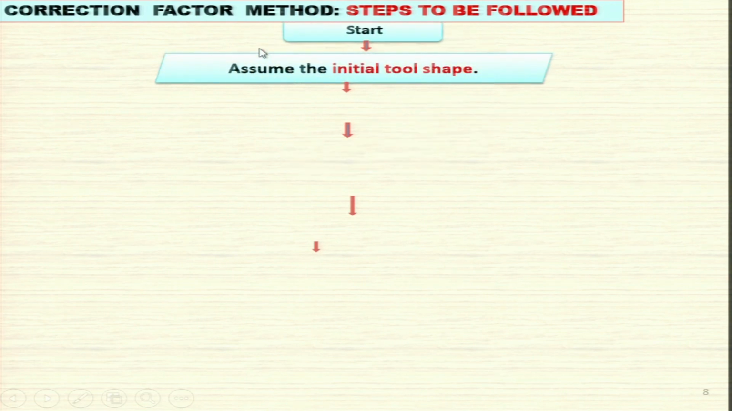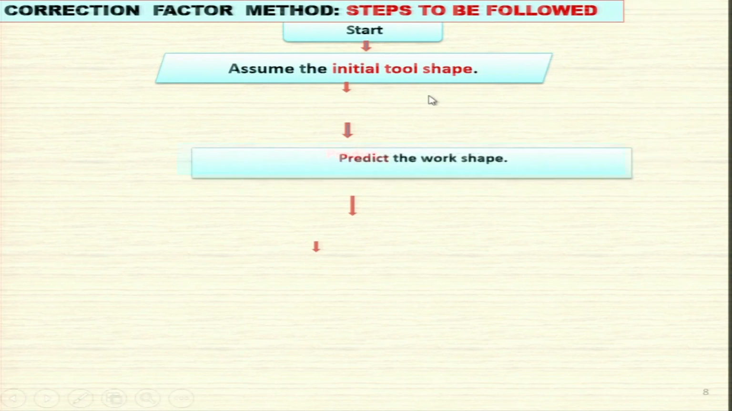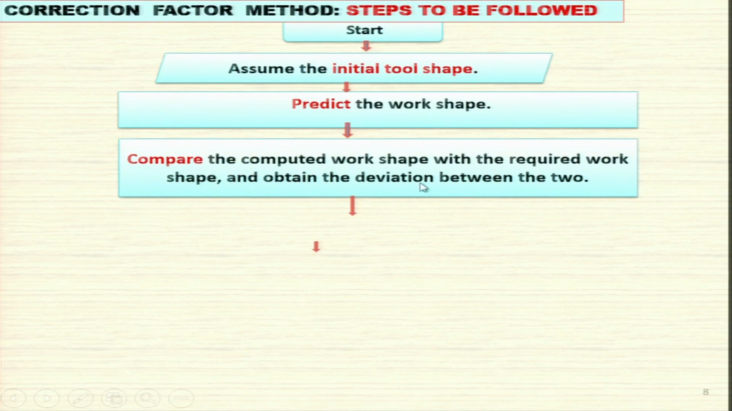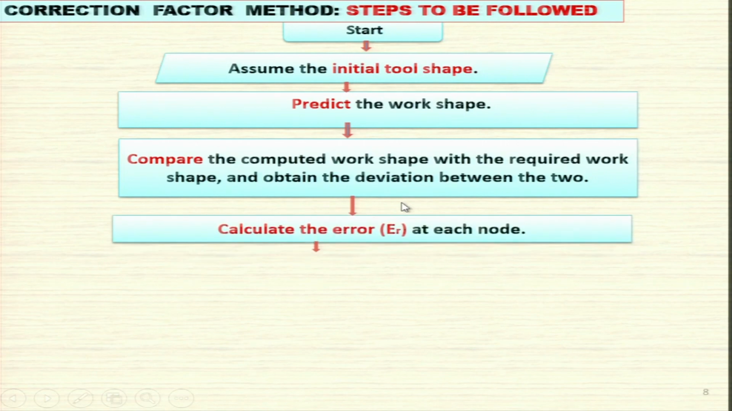First one is start the process. Assume the initial tool shape. There are certain points which have to be taken care of while assuming the initial tool shape. Then predict the work shape. How to predict it, we have already discussed in part 1 of anode shape prediction. Then compare the computed work shape with the required work shape and obtain the deviation between the two. Then calculate the error at each node.